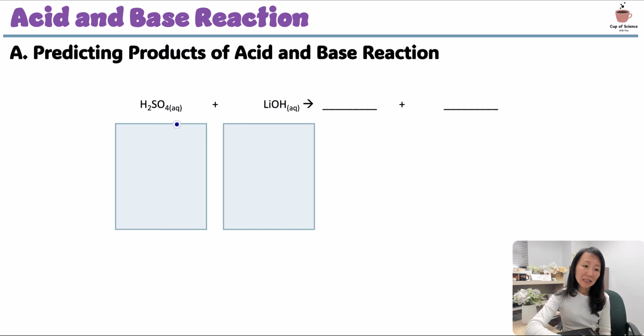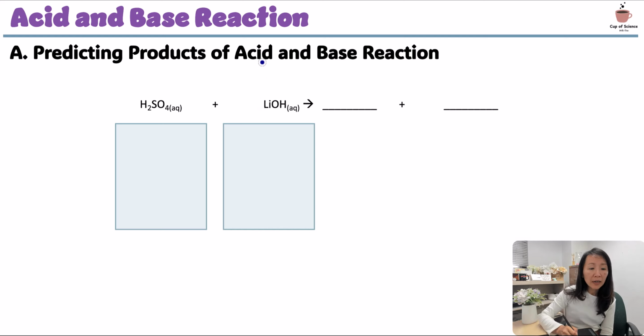Aqueous means that this acidic solution is actually in water, and they're not in H2SO4 form, but in an ionic form. Same for lithium hydroxide. They're not exactly in this form, but rather they're in that split ionic form. And this is what I mean.